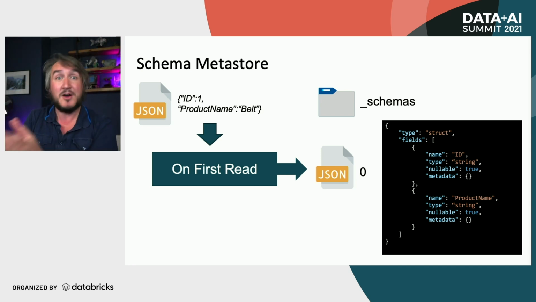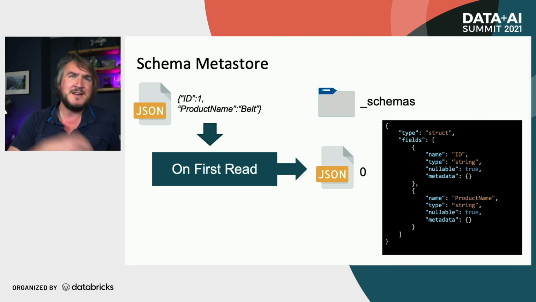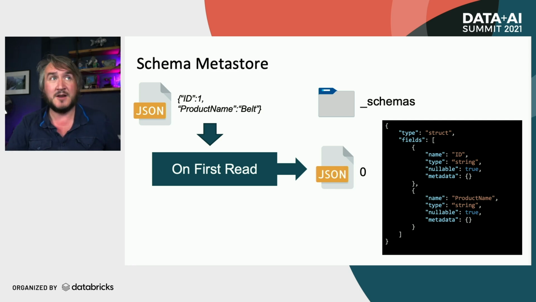Here's my Spark struct object that it's going to expect to use as the data frame. And that's an ID, it's a string, product name's a string. Again, as I said, it's going to assume everything is a string unless we tell it otherwise. So that is new. That whole idea of having a schema metastore that keeps track of what it currently thinks the schema is, is fairly cool.